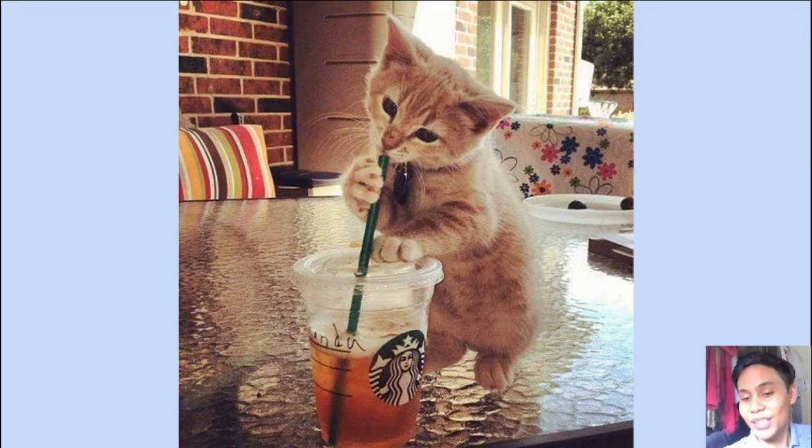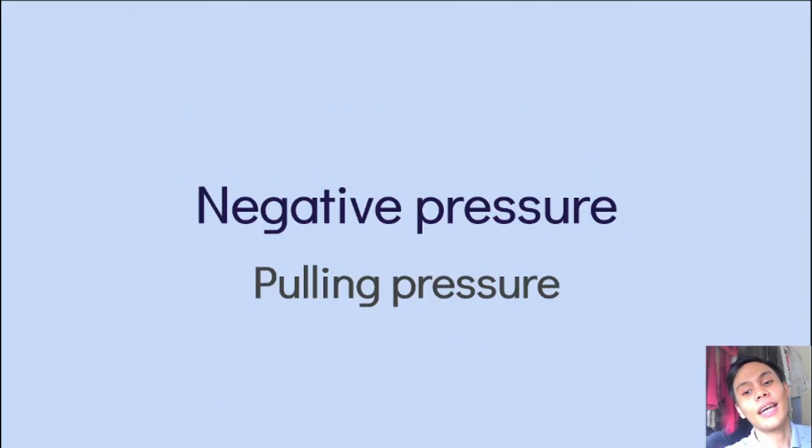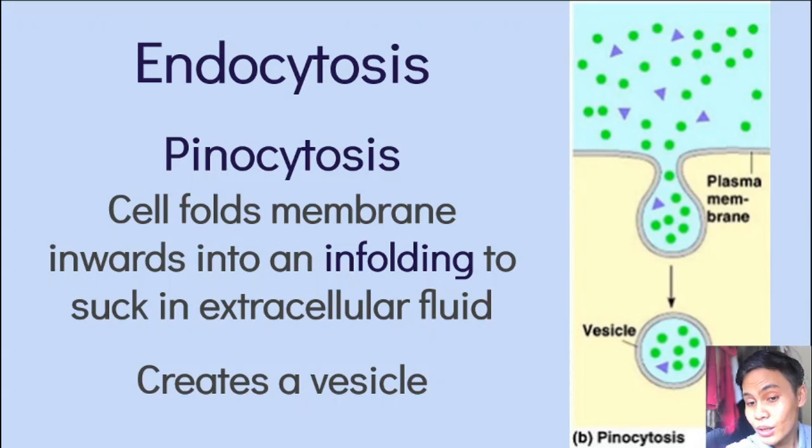On the other hand, this cat is using a straw. A straw is used by sucking the fluid. So if the cell is sucking something, it's called pinocytosis. It functions through negative pressure or a pulling pressure. Pinocytosis is when the cell folds the membrane inside. So it creates an infolding to suck in extracellular fluid. And when it sucks stuff in, it closes the hole and creates a vesicle. So it's another different way.